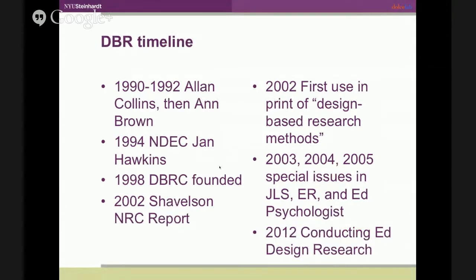After that, there were a number of groups that were producing special issues on design experiments and design-based research in Journal of the Learning Sciences, Ed Researcher, and Ed Psychologist. And in 2012, Tom Reeves helped edit a book on conducting educational design research after several years of having his students at Georgia interview and assemble viewpoints from people who had been writing about DBR up to that point. So that's kind of a quick timeline.